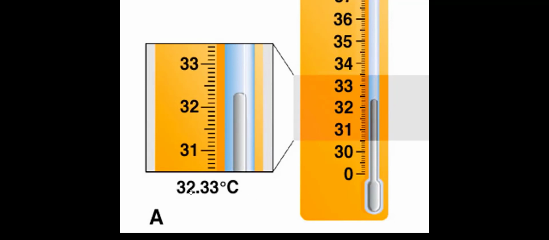So these first 3 digits are called the certain digits. The last digit is the uncertain one, or the estimated digit.